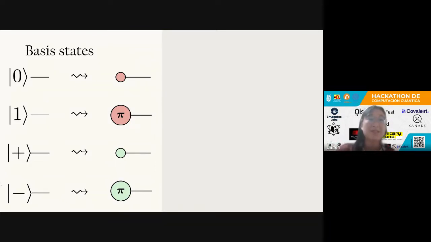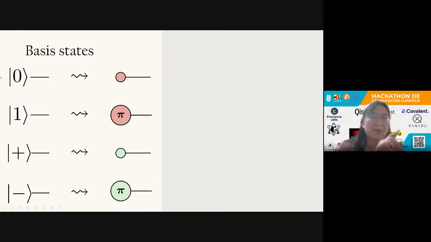I'll just start with introducing what you are drawing in the ZX calculus. The reason why it's called Z and X is because it refers to the Z and X bases. In general, the red color is about the Z basis, and these green ones are the X basis states for a single qubit.